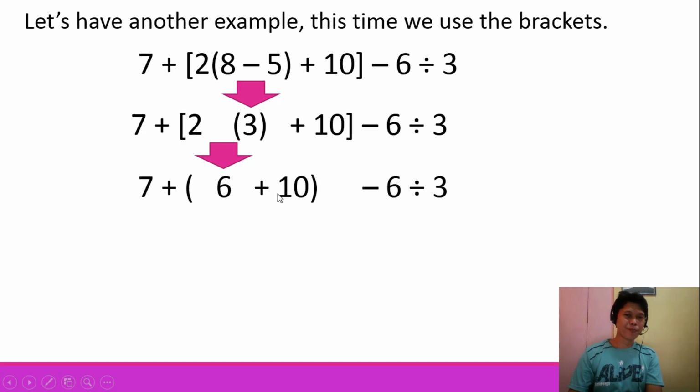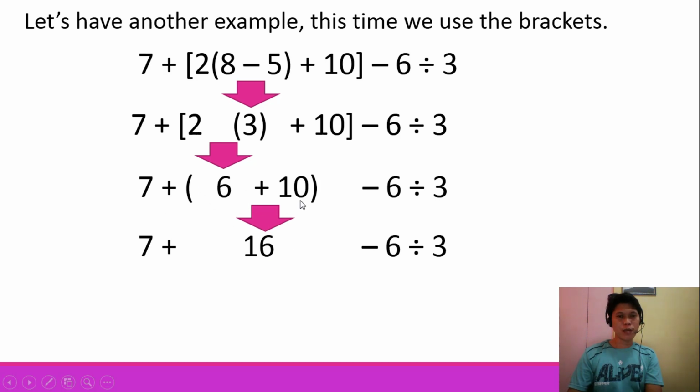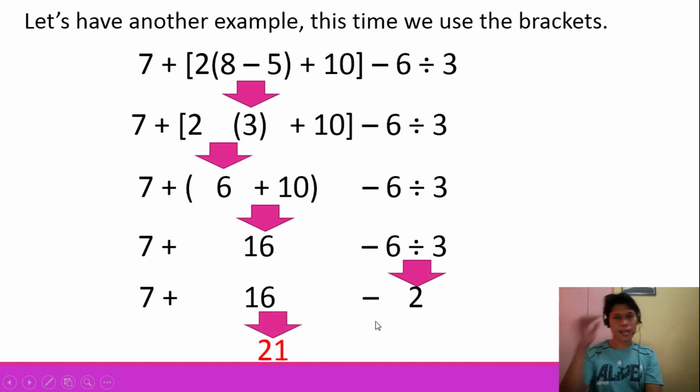Okay, remember that one? So 2 times 3 is 6, and then copy the rest. Next, we perform the 6 plus 10 is 16. So that is 7 plus 16. And then, since we have performed that one, we remove already the parentheses or the grouping symbols. Divided by 3. So we can perform this division first. 6 divided by 3 is 2. So we can do left to right. 7 plus 16 is 23, minus 2 is 21. So the correct answer is 21.